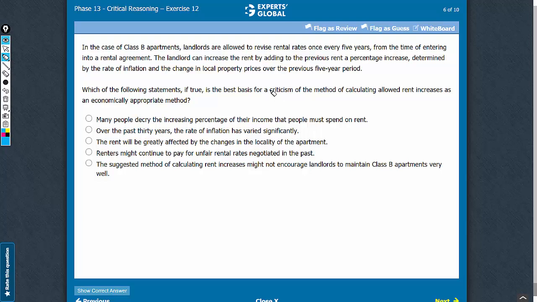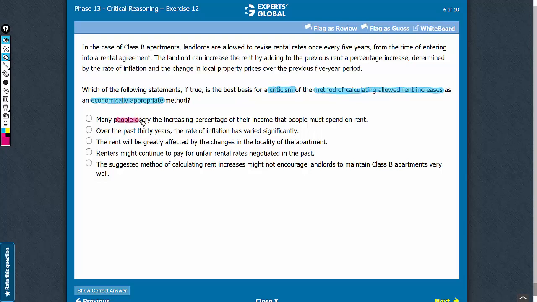This is a weakening question and we have to find a criticism of the argument. The conclusion is implicitly stated in the question stem. The conclusion is that the method of calculating allowed rent increases is economically appropriate. The missing link is between all the information presented in the argument and the conclusion that this method of calculating allowed rent increases is economically appropriate. Our broad expectation from the correct answer choice is that it should weaken this conclusion.